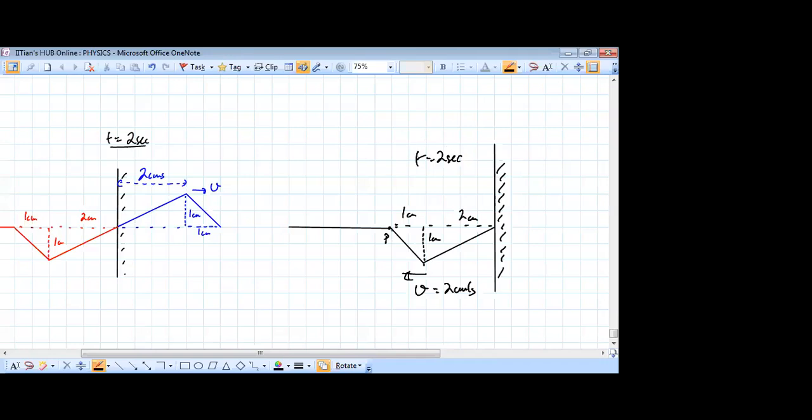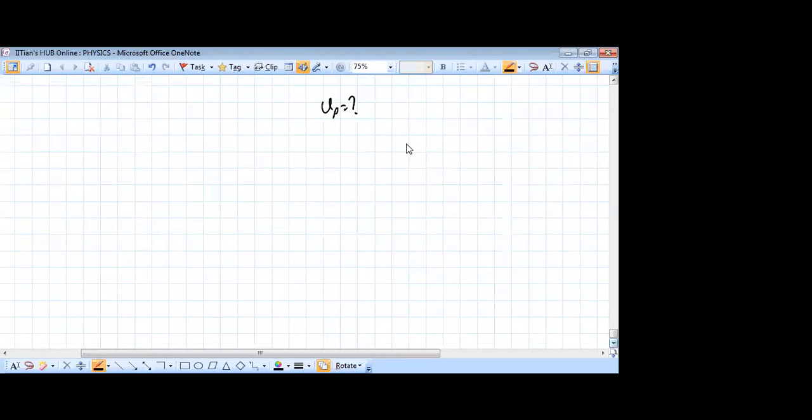Okay, hope this is clear. Now we have to find the particle velocity at that point. So how do we find the particle velocity? For that we need del y by del t at that point. So how do we find del y by del t? You can see in any wave equation, this is an important thing.